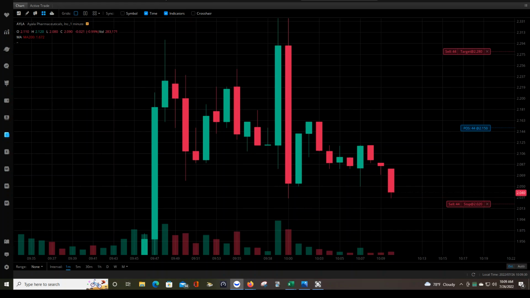Here we go, 203. We're looking for 202 to get hit, and we'll see how quickly. Watch the clock on the lower right-hand corner, and we'll see how quickly Webull gets us out of this trade once that stop loss gets hit. Of course, now it's reversing. So let's see.